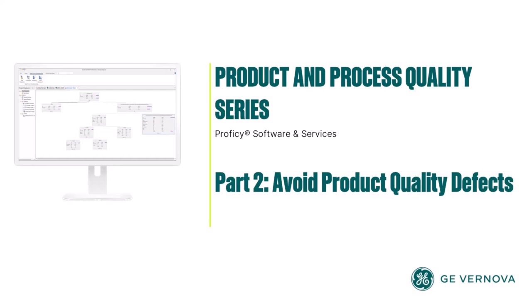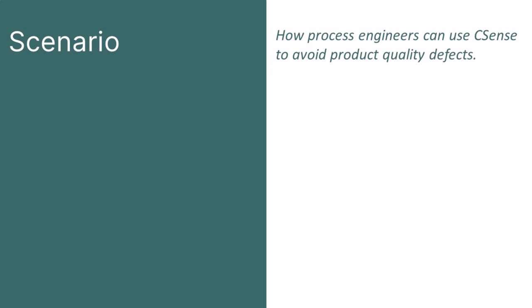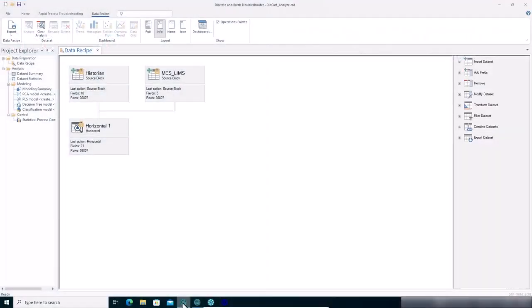Hello, in this video, I am going to show you how process engineers can use CSense to avoid product quality defects. This is the CSense discrete and batch troubleshooter.